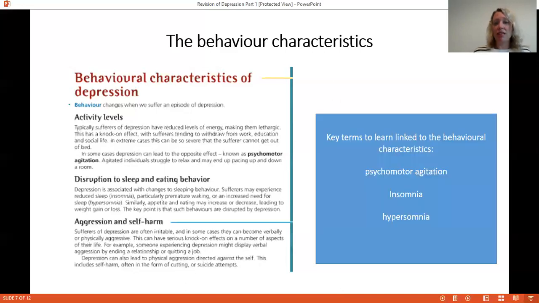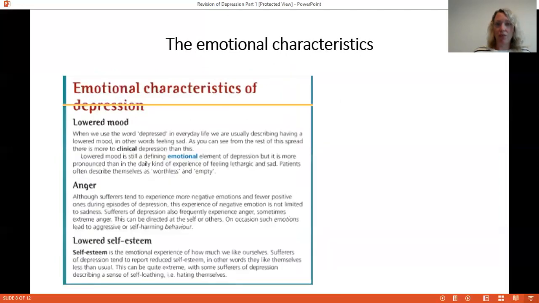So from these characteristics then, these words are the key words that you need to know. So you need to be able to use the term psychomotor agitation and know really confidently that it's a behavioural characteristic of depression and what it actually means. You need to know what the word insomnia means and what the word hypersomnia means, and again, to link them into the behavioural characteristics of depression.